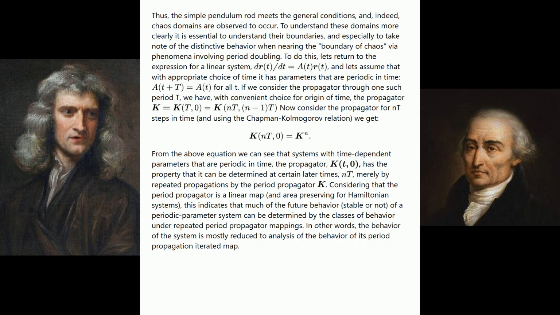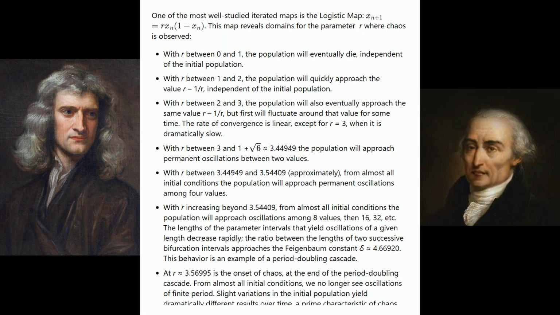Considering that the period propagator is a linear map and area-preserving for Hamiltonian systems, this indicates that much of the future behavior, stable or not, of a periodic parameter system can be determined by the classes of behavior under repeated period propagator mappings. In other words, the behavior of the system is mostly reduced to analysis of the behavior of its period propagation iterated map. One of the most well-studied iterated maps is the logistic map x sub n plus 1 equals r x sub n times 1 minus x sub n.